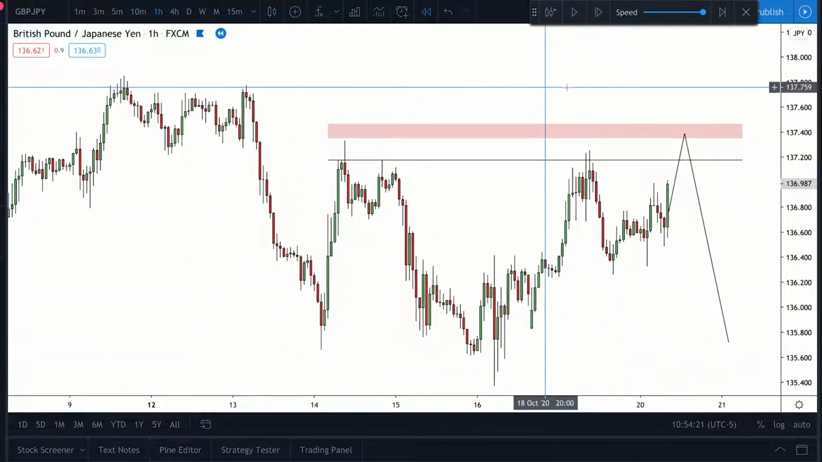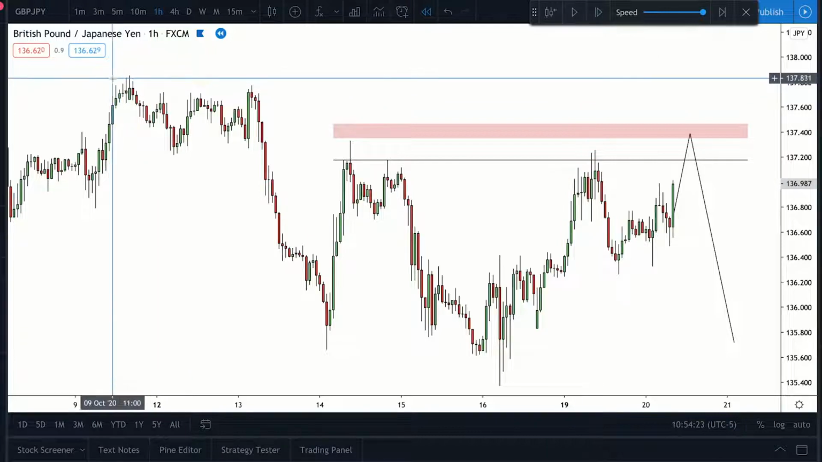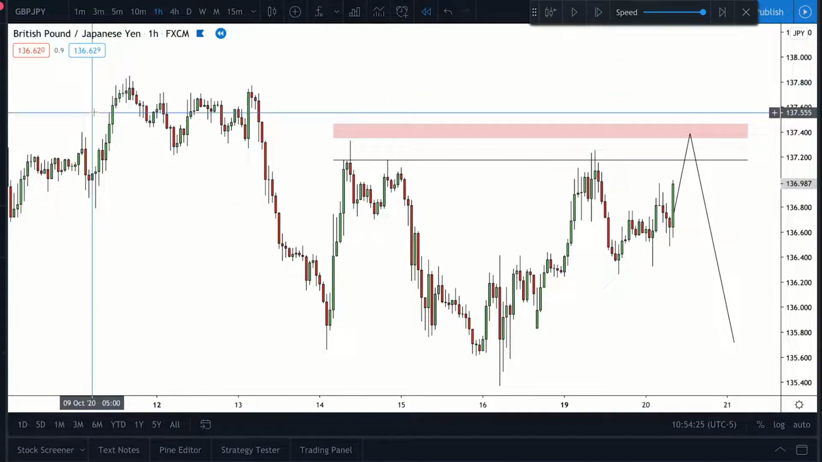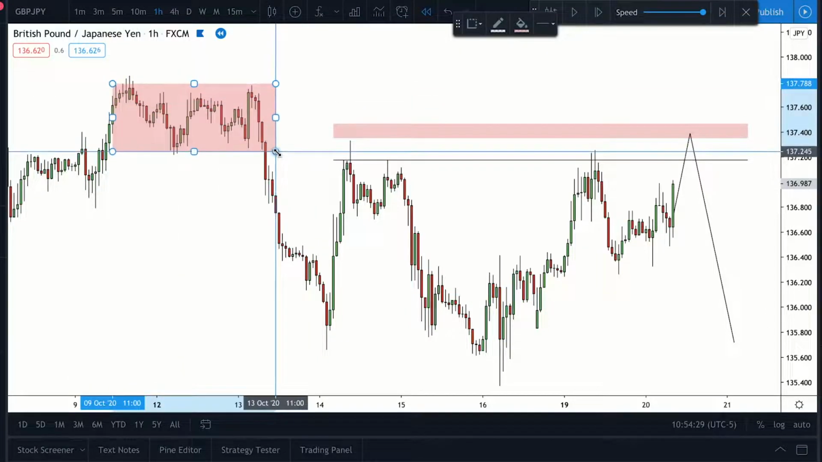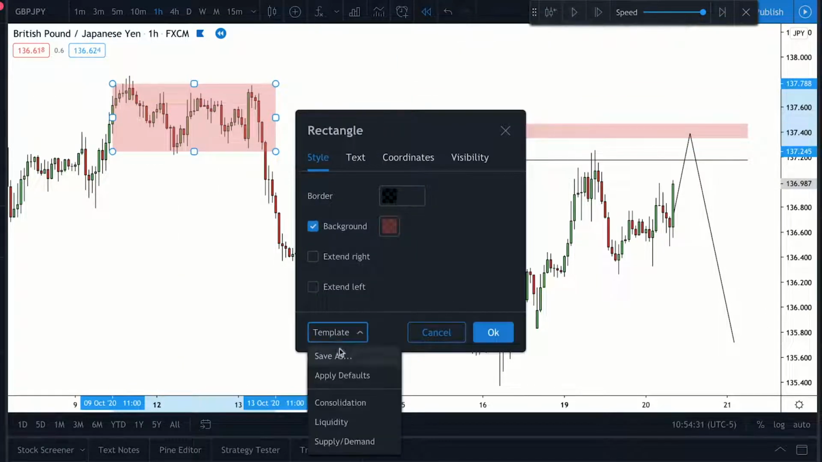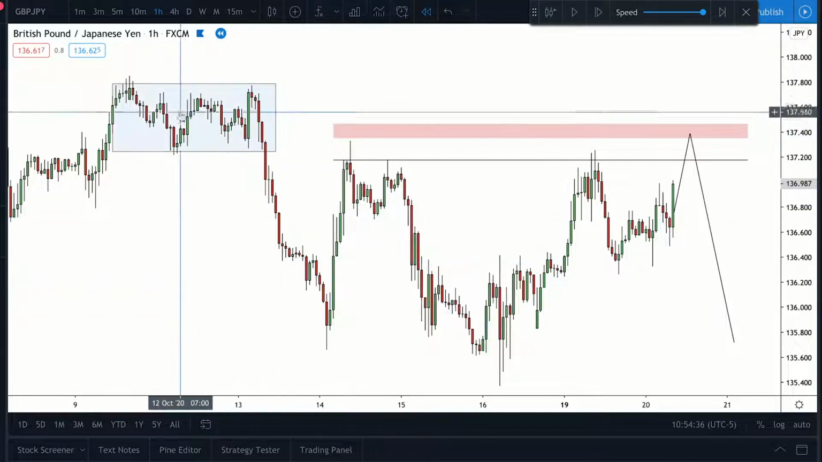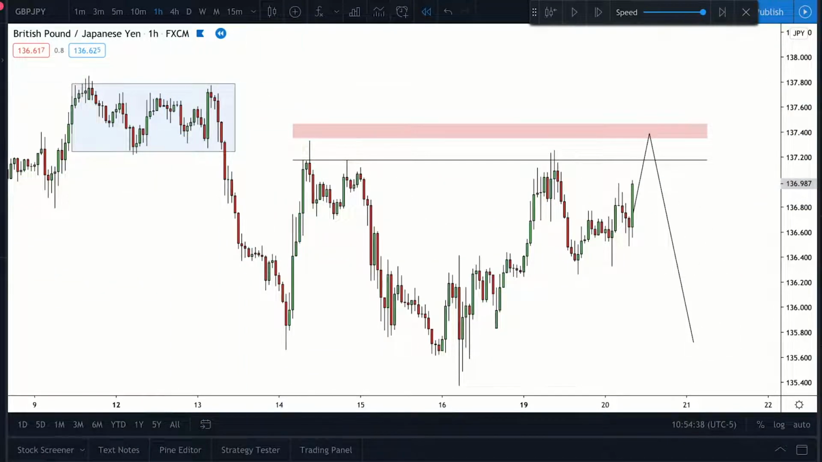Now, if we use what we've learned, we'll actually see that we have here a supply zone, right? Big uninterrupted movement with a consolidation zone before it. So this is a supply zone. And what did we say about supply zones? It's an area that the institutional players are looking to sell their orders from.